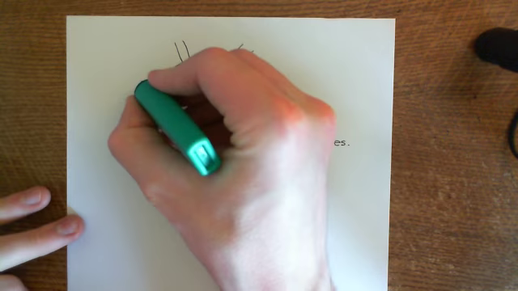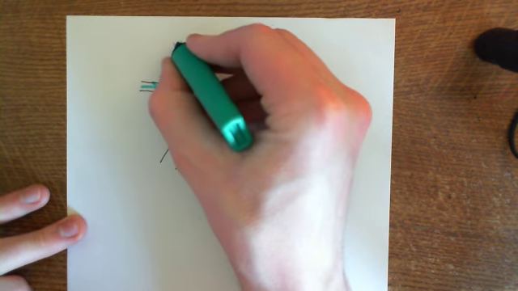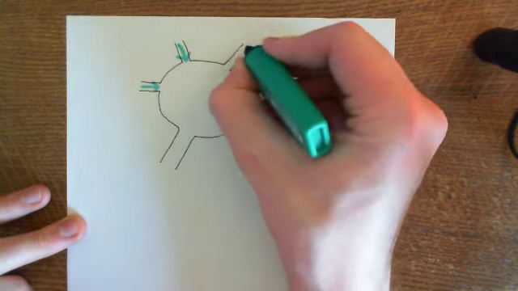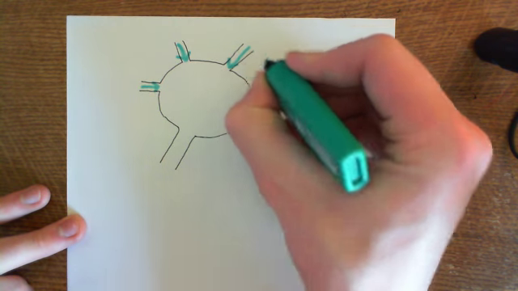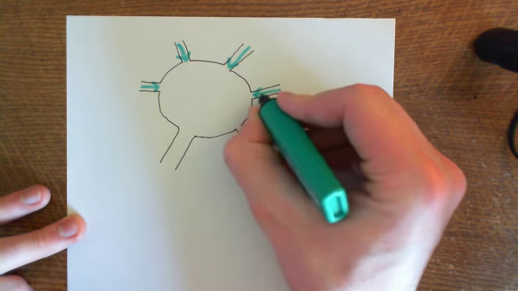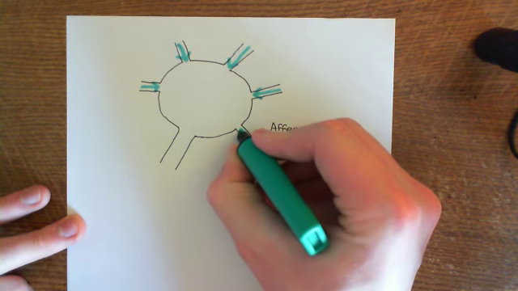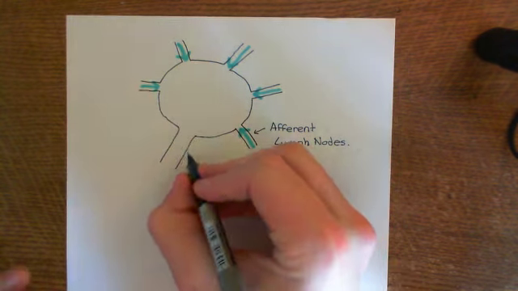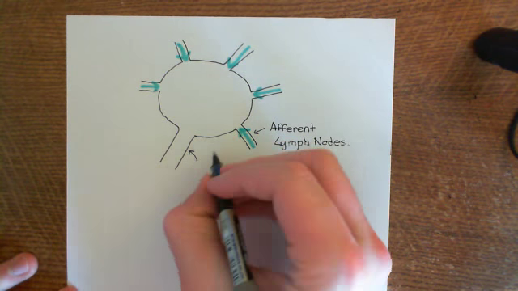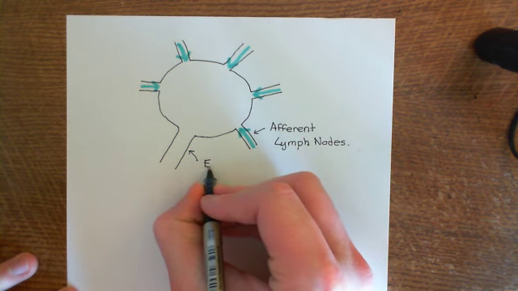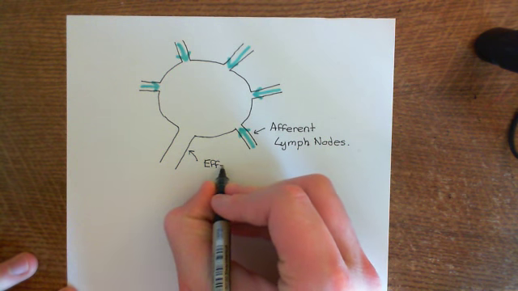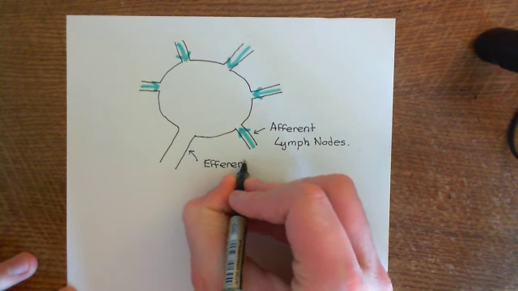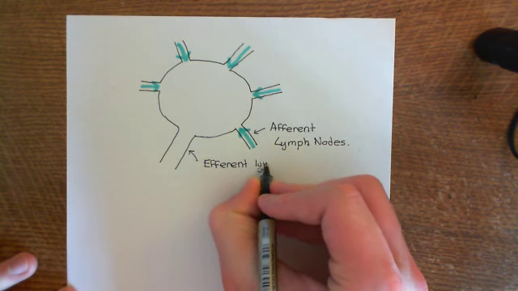So all of these small vessels, well, not blood vessels, sorry, they're lymph vessels, are bringing lymph in. Okay, so in comes lymph through these tubes here. And this final big lymph vessel here, this is the efferent lymph vessel, which means that it's taking lymph out of the lymph node. Okay, so this is the efferent lymph vessel.